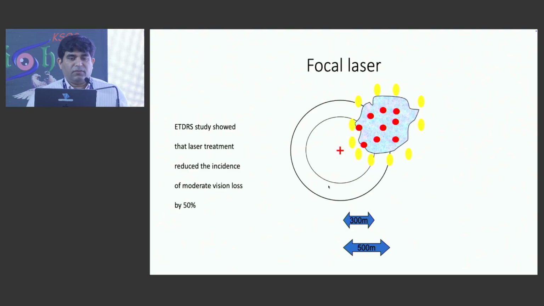For the focal laser, the ETDRS has shown that the laser treatment has reduced the incidence of moderate vision loss by 50%. The indications are discrete points of retinal hyperfluorescence or focal leakage that are 500 microns or more from the center of the macula, and focal leaks 300 to 500 microns from the center of macula, or previously treated CSME which is still persisting, or visual acuity which is 20/40 or worse.